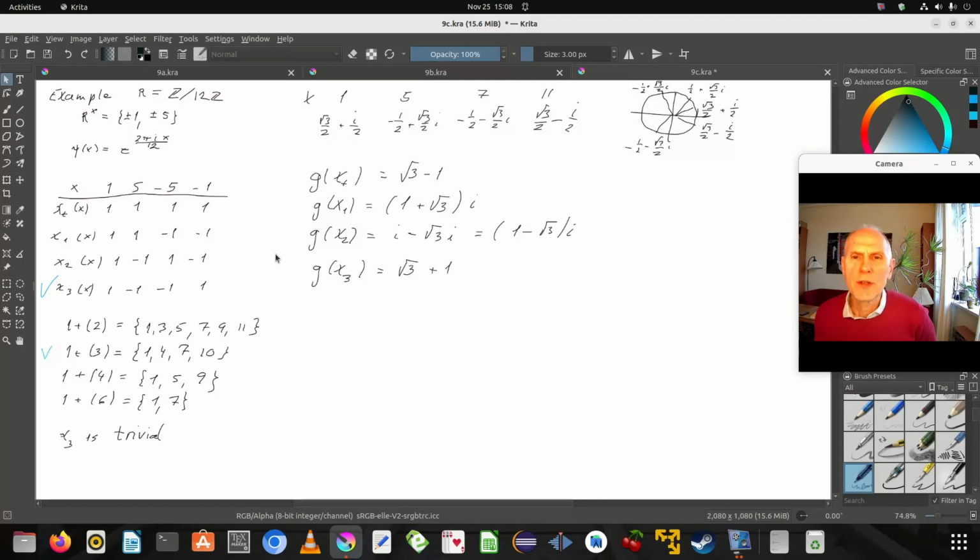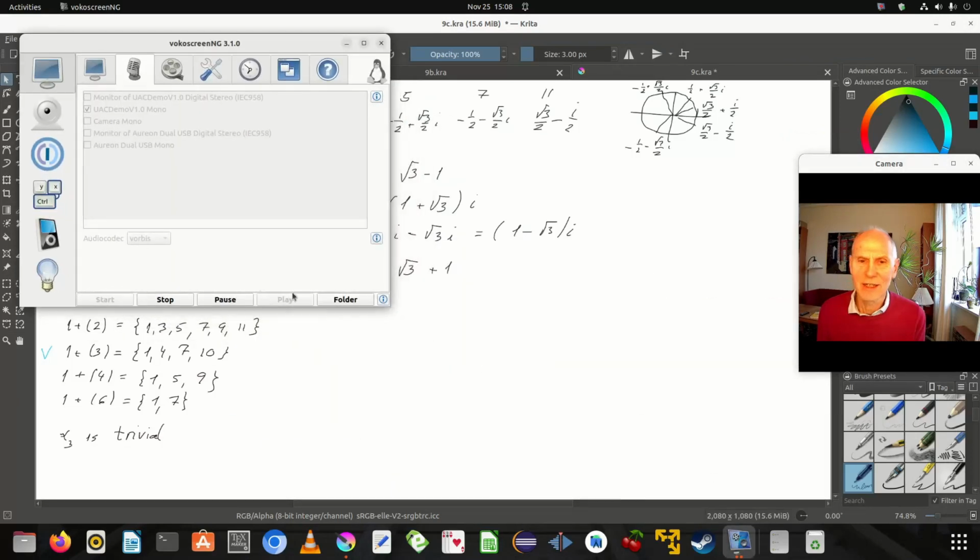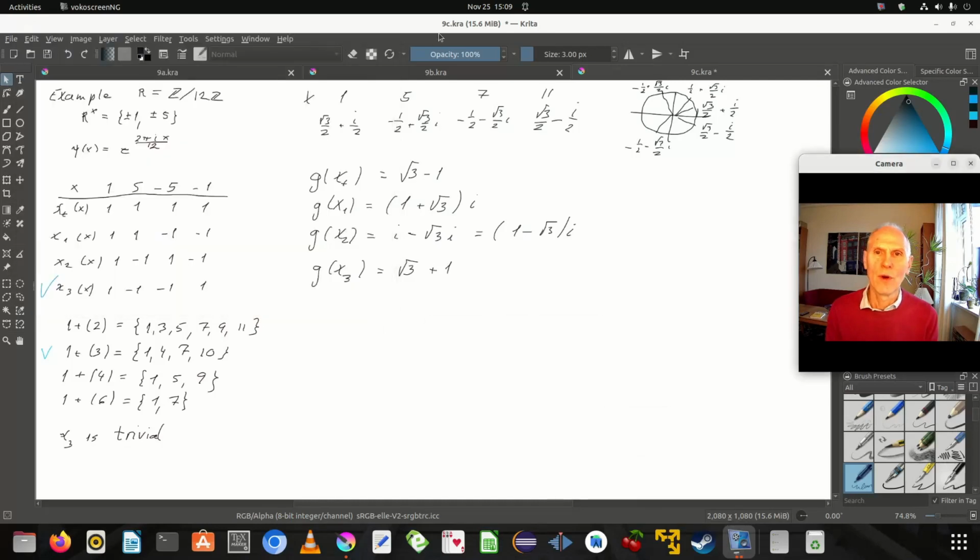You can pause the video and find the mistake. I'll just pause the recording and then try to find the mistake. All right, 1 minute passed. The mistake was that I used the wrong root here. The root I should use must be minus this one here and minus this one here.